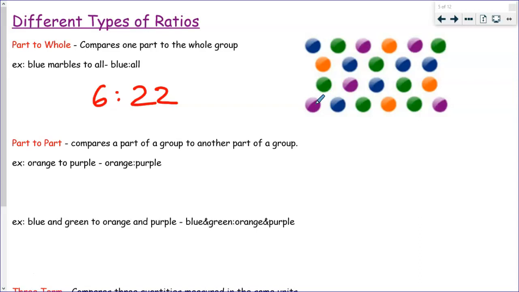Part to part compares a group to another part of a group. So in other words, example here, orange to purple. So counting them up again, you have 4 orange and 5 purple. Okay, again, make sure you're putting them in the right order of the question.